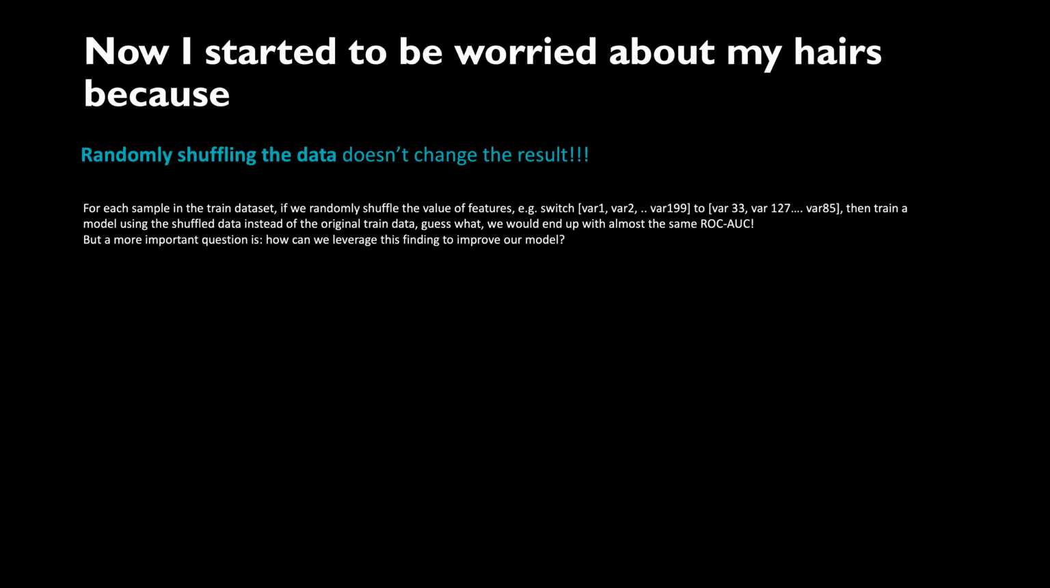For instance, the normal sequence is variable 1, variable 2, and all the way to variable 199. However, if we randomly switch the sequence of the variables on every single example in the dataset, and use the shuffled data to train our model, we end up with the same result, the same comparable accuracy, AUC/ROC, on the validation as well as on the leaderboard. This is insane. That doesn't make any sense at all, but it happened.